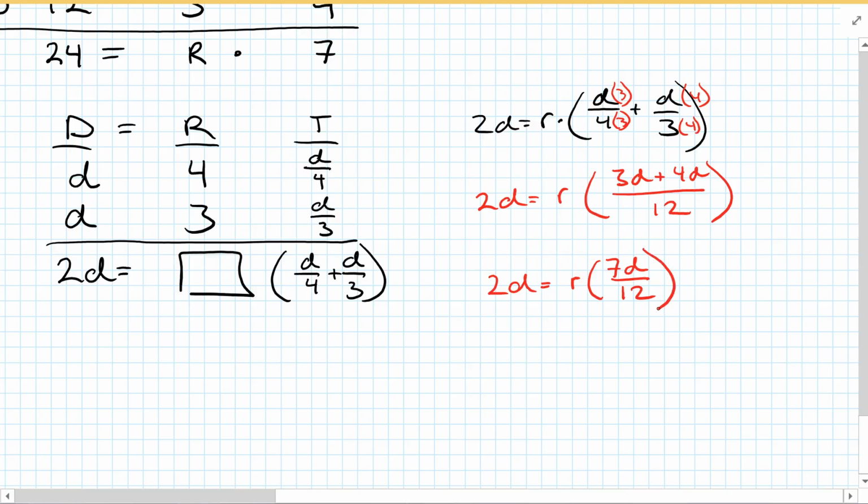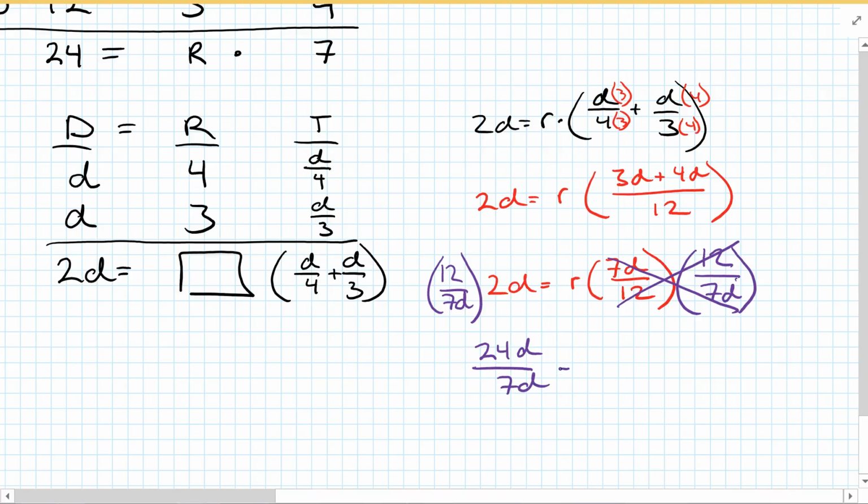Okay, so now I have to solve for r. Multiply each side by the reciprocal, 12 over 7d. Okay, the 12s cancel, the 7d's cancel. So now I'm going to get 24d over 7d equals r. R is going to equal 24 over 7.